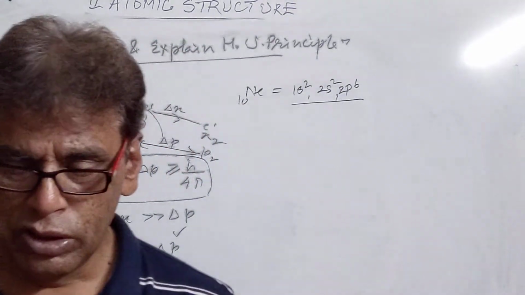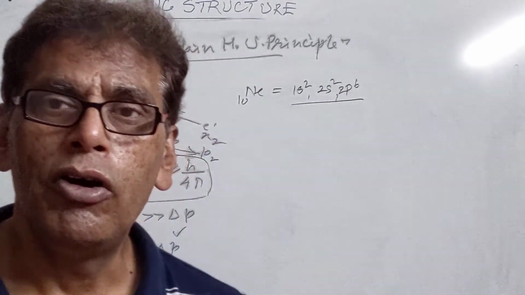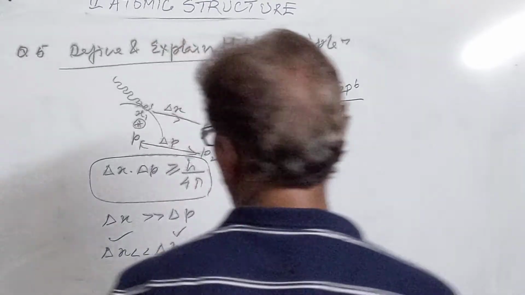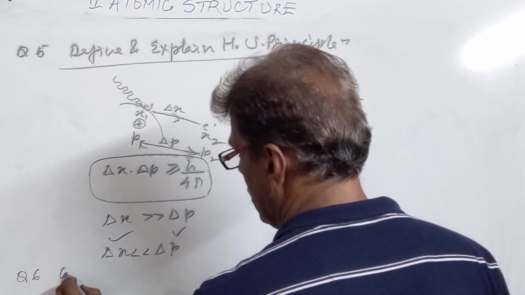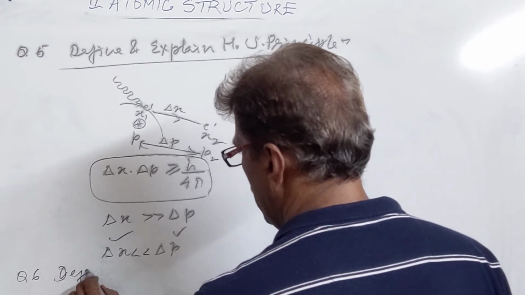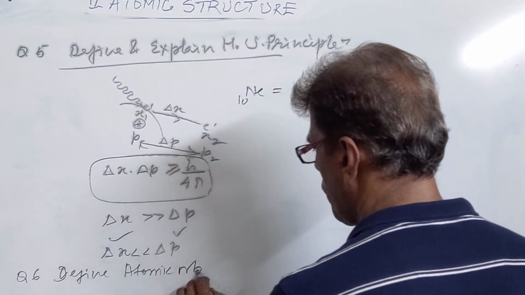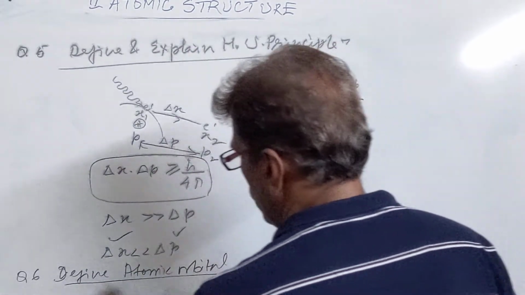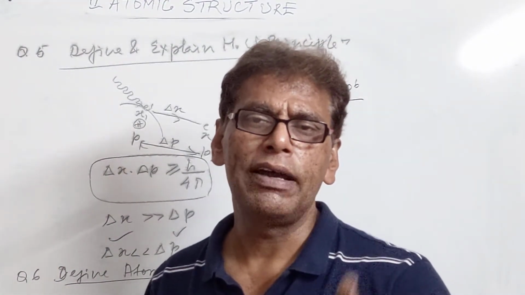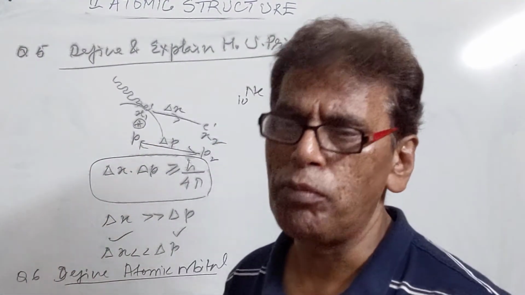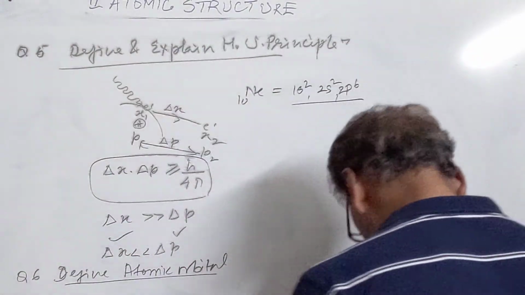Now we come to the important definition, the difference between orbit and orbital. Now what is an orbital? In light of these two principles, the concept of the orbital was introduced. So we will now define the atomic orbital. What is an atomic orbital? It is defined as the three-dimensional space around the nucleus of an atom where the probability of finding its electron is maximum. Atomic orbitals are of three types.